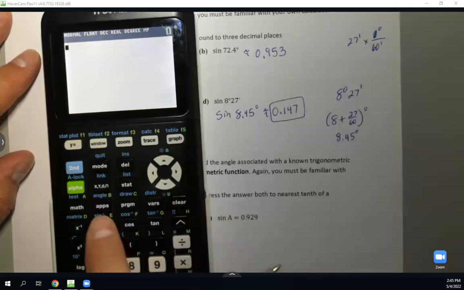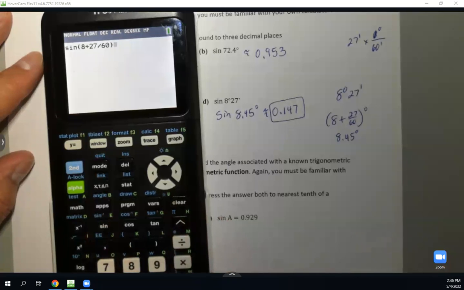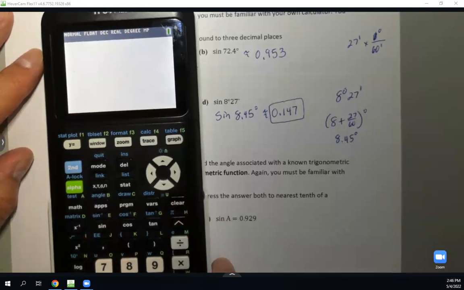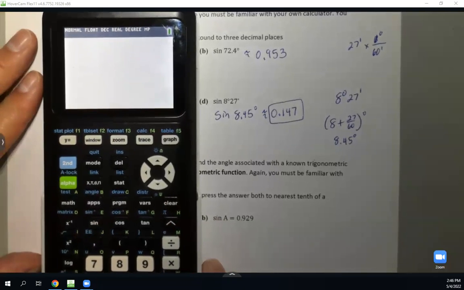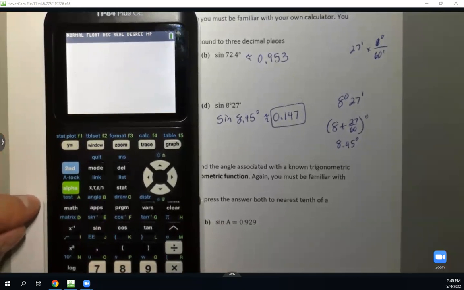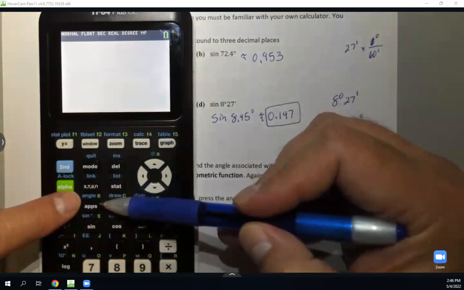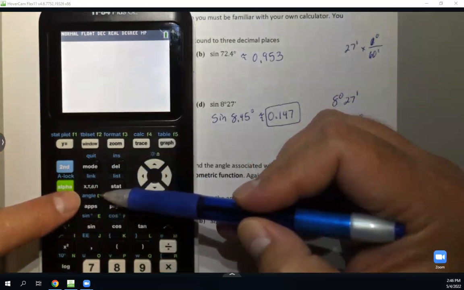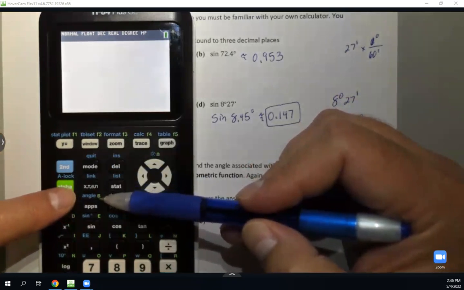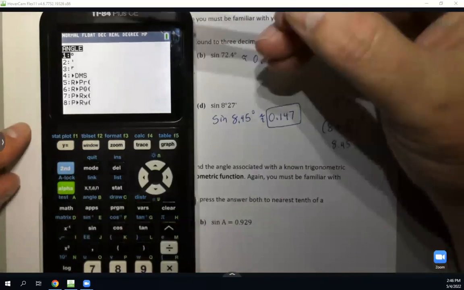And if you wanted, you could have just done sine of 8 plus 27 divided by 60, close the parenthesis, and that would do it. There's also something else on the calculator I didn't show you last time. Look right here on this calculator, the second of the apps button. You see it says angle? So if I go there, look at what I have.